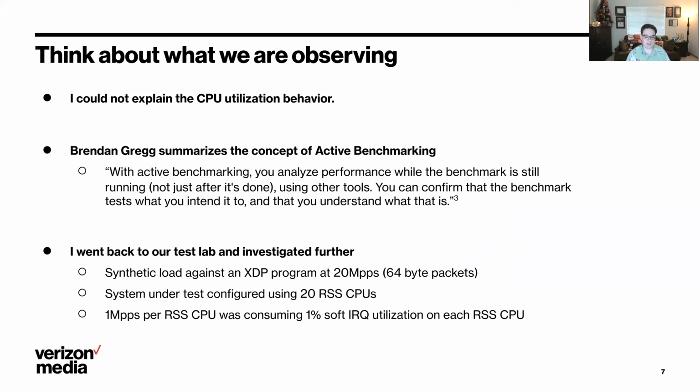So I went back to our test lab and created a test using a synthetic load with a generator that we had a good understanding of its abilities and characteristics. This load was configured to generate 20 million packets per second, and then I configured a test system in a particular way, with the key being 20 receive side scaling CPUs. The critical piece of data that we got from that is that for 1 million packets per second on each of those receive side scaling CPUs, each CPU had 1% soft IRQ CPU utilization.